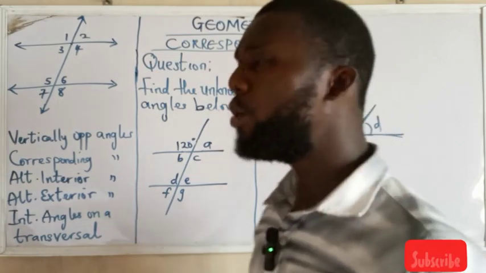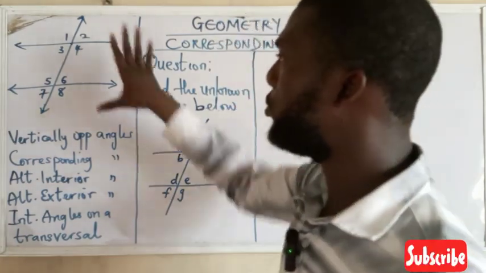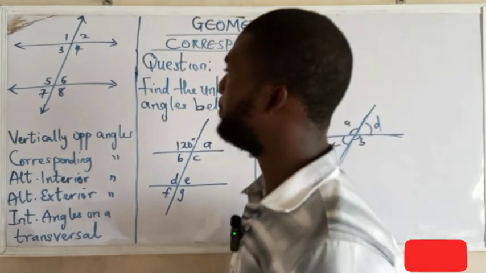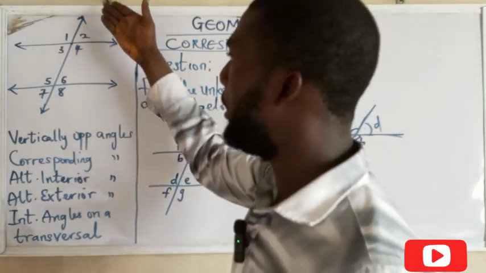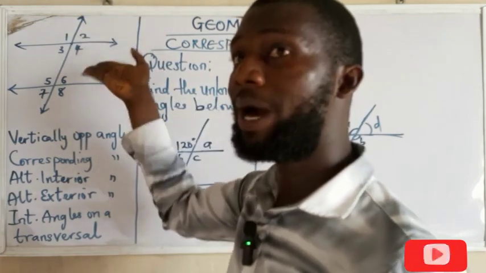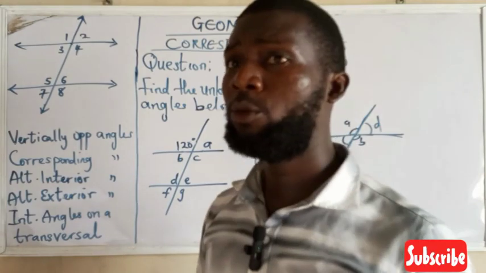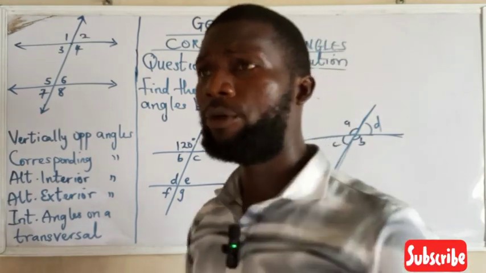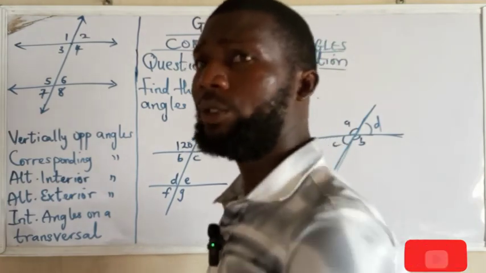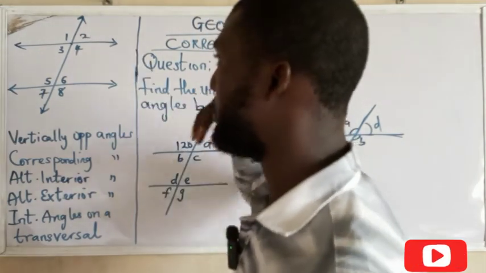So today we are going to be looking at corresponding angles. How can we identify corresponding angles? Now let's look at this diagram again. As you can see, the transversal line cuts two parallel lines here. From the word corresponding, when something corresponds, it means it goes in line. So let's look at corresponding angles here.